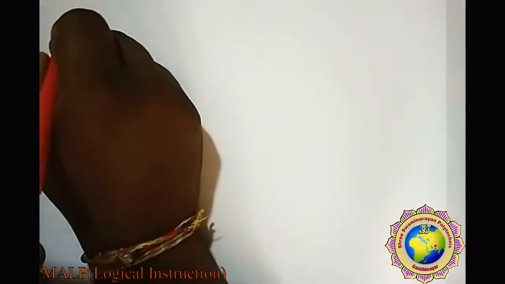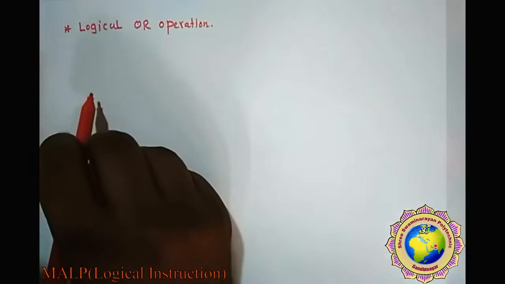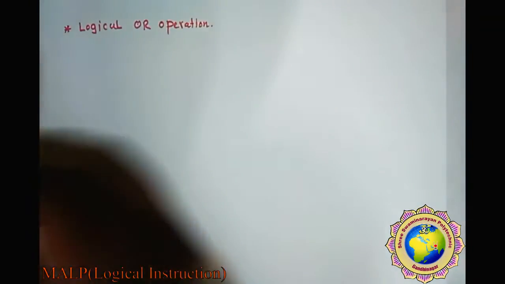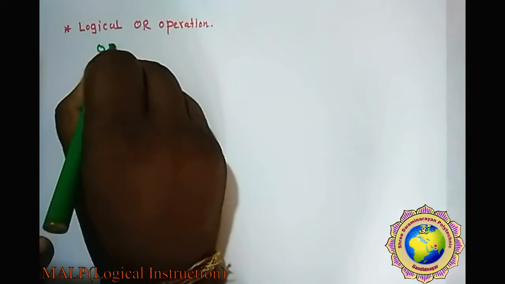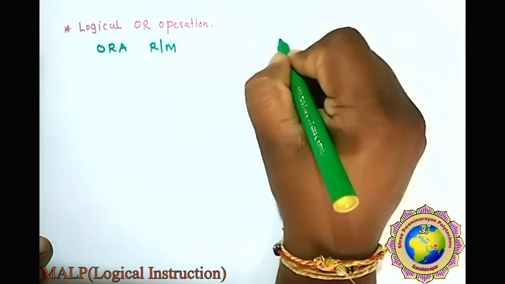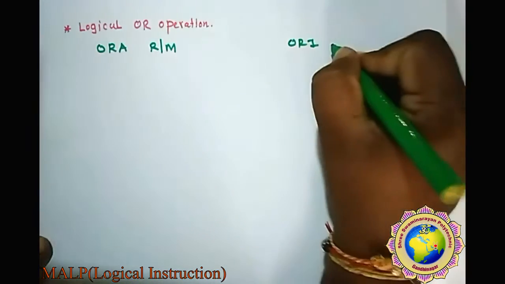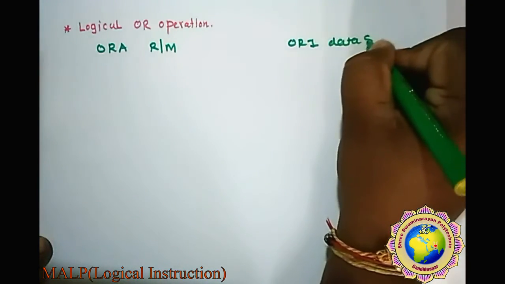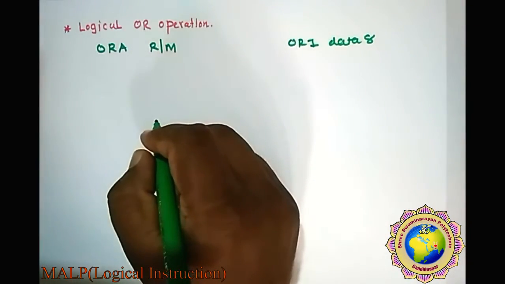Same, the logical OR operation we will discuss. It performs the logical operation. It has 2 mnemonics. First is ORA R by M. Second is ORI 8-bit data. Okay, what is ORA R by M?